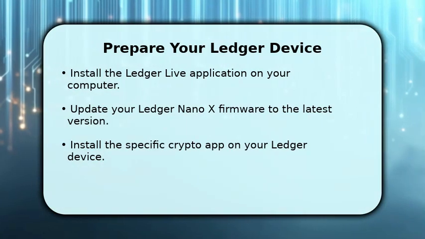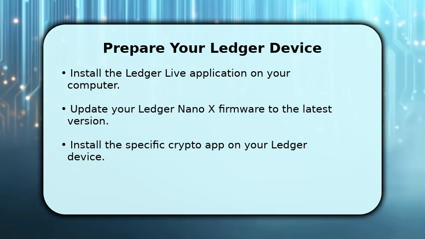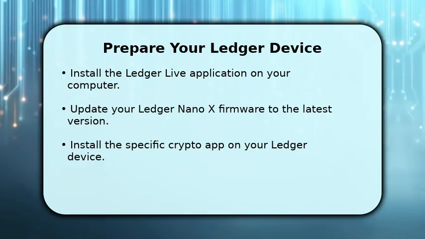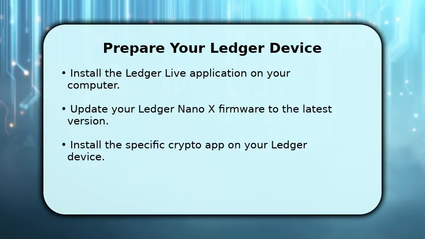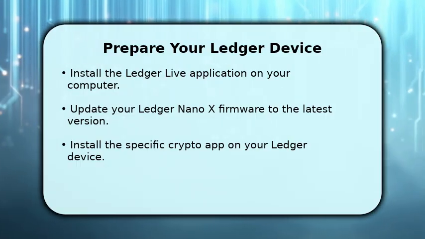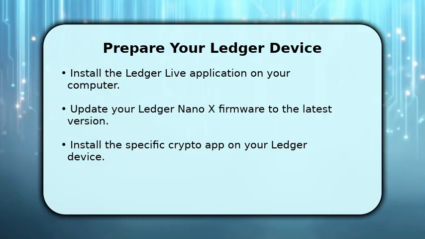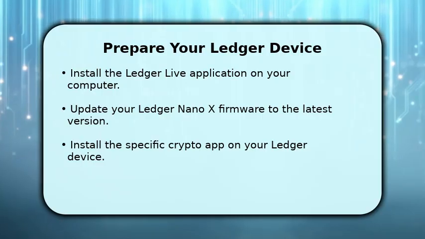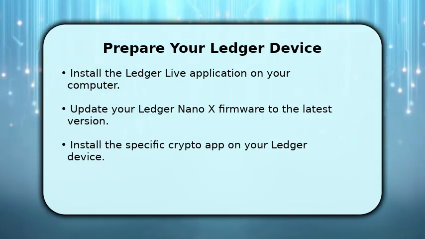Before initiating any transfer, download and install the Ledger Live application. Next, connect your Ledger Nano X and update its firmware to the newest version available. Finally, install the specific cryptocurrency application, like Bitcoin or Ethereum, onto your Ledger device through Ledger Live. This ensures compatibility and security for your assets.